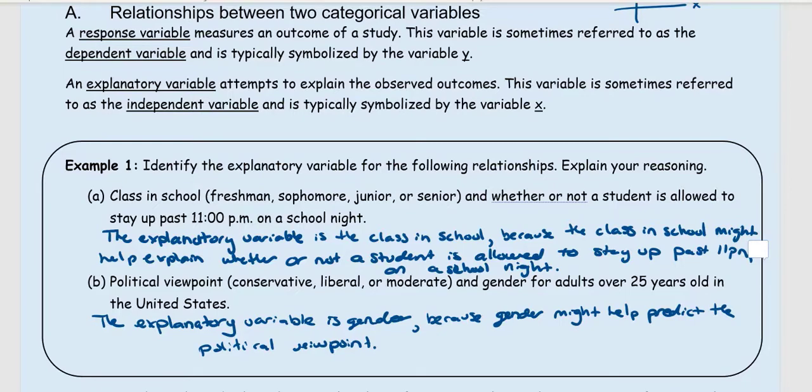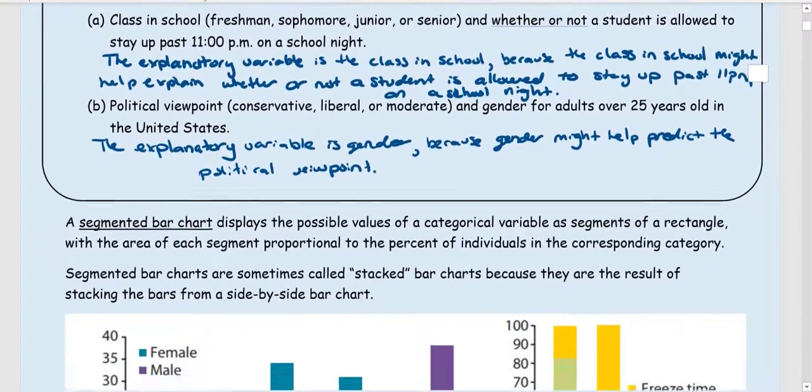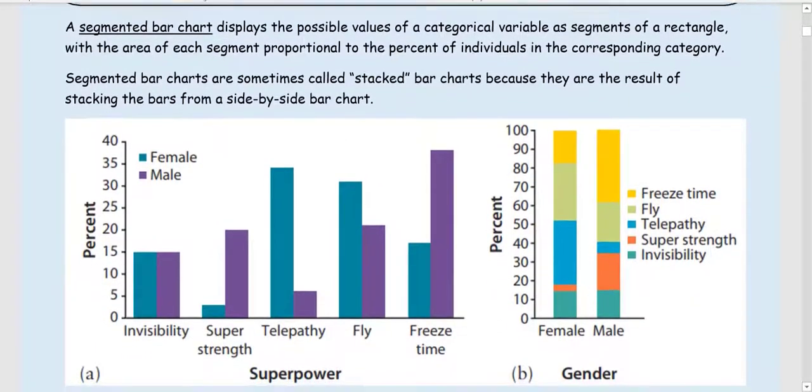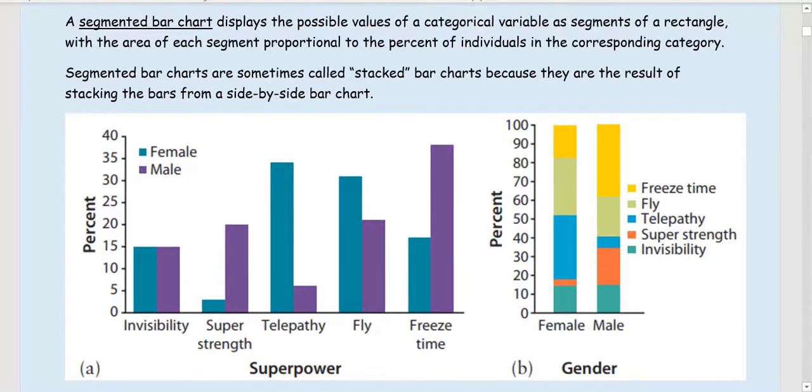So the only thing that could possibly have an outcome on the other would be gender in this case. Now let's talk about one way to display two variables, and that would be with the segmented bar chart. I understand in your printed out notes that these bars aren't very well defined, so I just want to go over this for a second. A segmented bar chart displays the possible values of a categorical variable as segments of a rectangle, with the area of each segment proportional to the percent of individuals in the corresponding category.